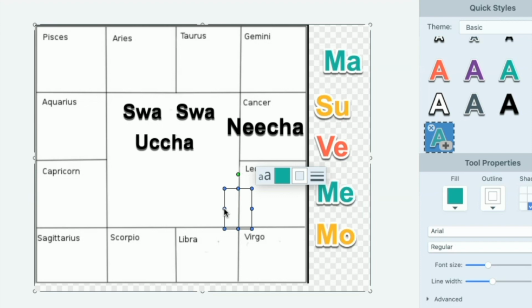Okay, let's go to the next planet here. What about Venus? Which one's the Swa Rashi of Venus? Swa Rashi is Taurus and Libra. Yes. And which one's Ucha and Nicha Rashi of Venus?